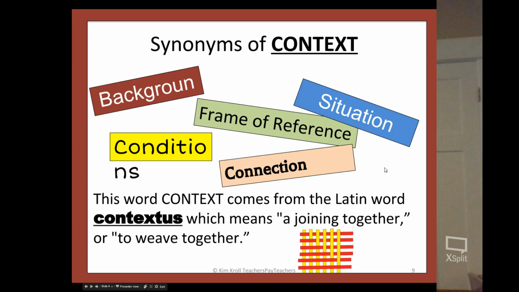Okay, so here are some different synonyms of what a context is. It's background, frame of reference. Oh, excuse me, the D got cut off of background. Frame of reference, situation, conditions, or connections. The word context comes from the Latin word contextus, which means a joining together or to weave together. So when you're thinking of context, literally picture things integrating together, because guess what? There's going to be context, there's going to be clues. So put on your little spy hats and look for clues to find out what the context is, the background, the different references, the different situations that can help contribute to a meaning of a word to help you better understand not only the word, but the question.